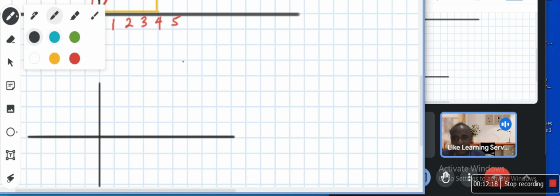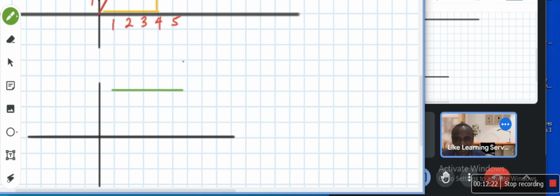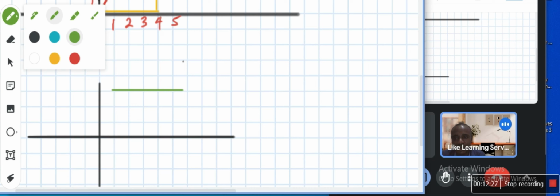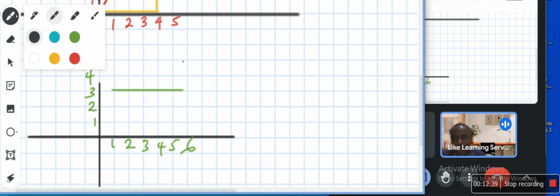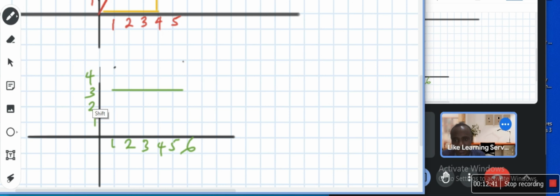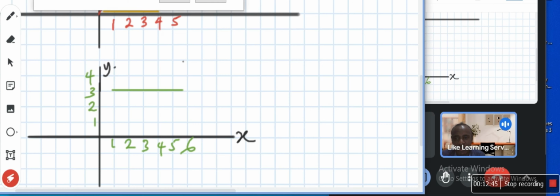This graph I just drew here, what's the gradient of this line on the graph? Okay, I can even write values. 1, 2, 3, 4, then 1, 2, 3, 4, 5, 6, and so on. This is the y-axis. This is the x-axis. What's the equation of this line, by the way?